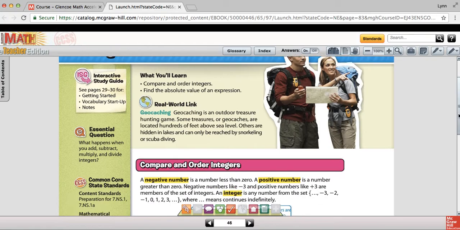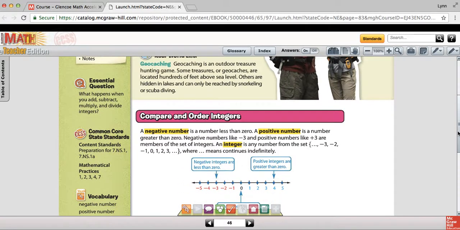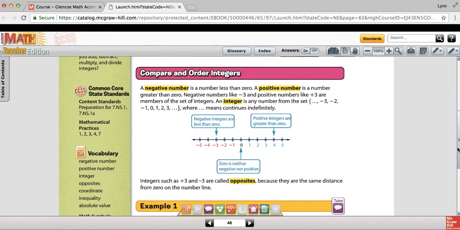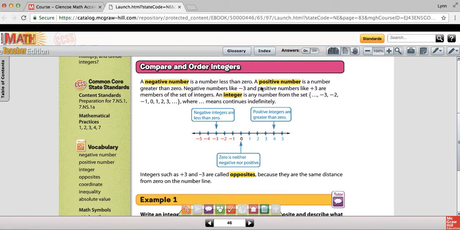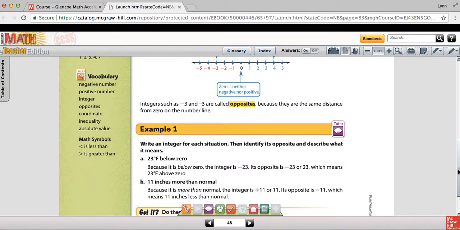Even though we're not spending a lot of time out of the book doing homework, it's still important for you to read through the notes as you copy down the definitions of your vocabulary words and read through the examples.